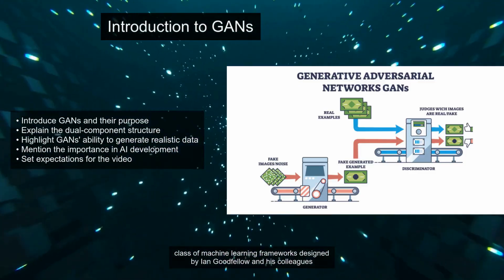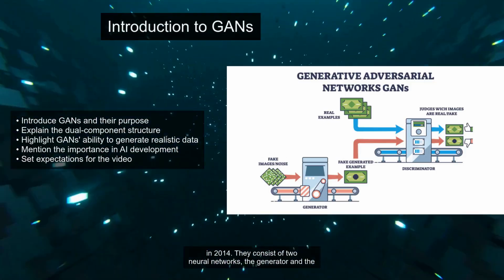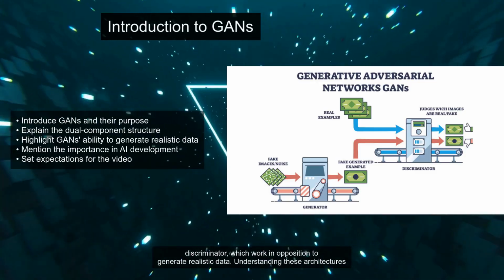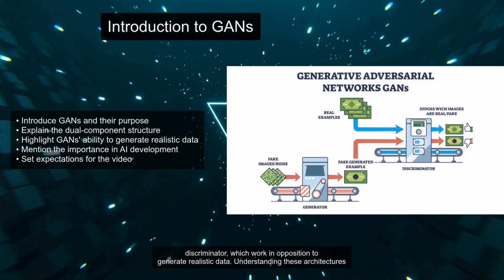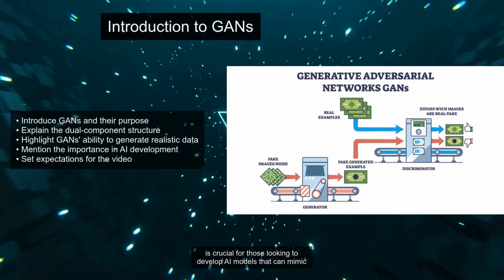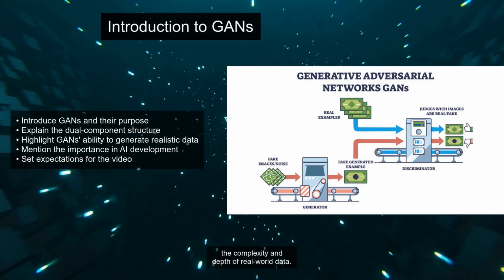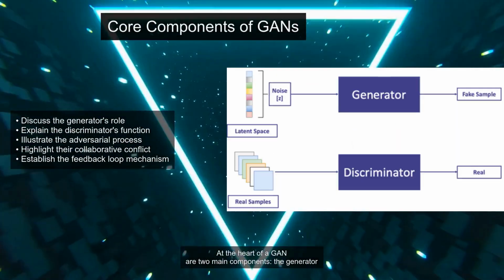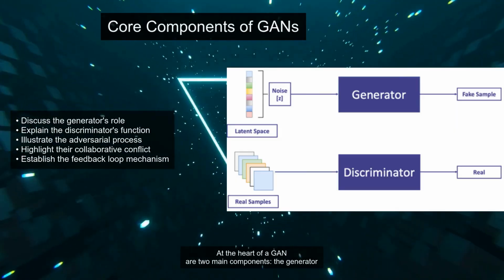GANs are a class of machine learning frameworks designed by Ian Goodfellow and his colleagues in 2014. They consist of two neural networks, the generator and the discriminator, which work in opposition to generate realistic data. Understanding these architectures is crucial for those looking to develop AI models that can mimic the complexity and depth of real-world data. At the heart of a GAN are two main components, the generator and the discriminator.